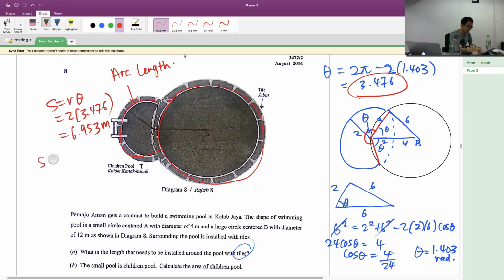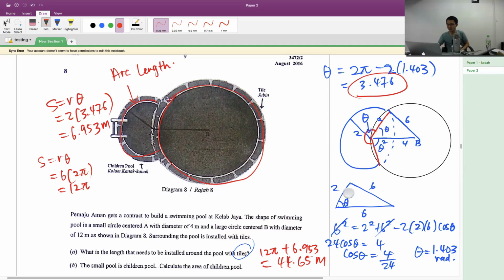Alright, so for the whole circle it's very easy. Circle S equals to R theta. My R is actually 6. My theta is actually 2 pi. So this is 12 pi. So in order to answer A over here, I just say it will be 12 pi plus 6.953. Yeah, you should get 44.65 meter. Let me try again. 12 pi plus 6.953. Yep. So this is the answer.